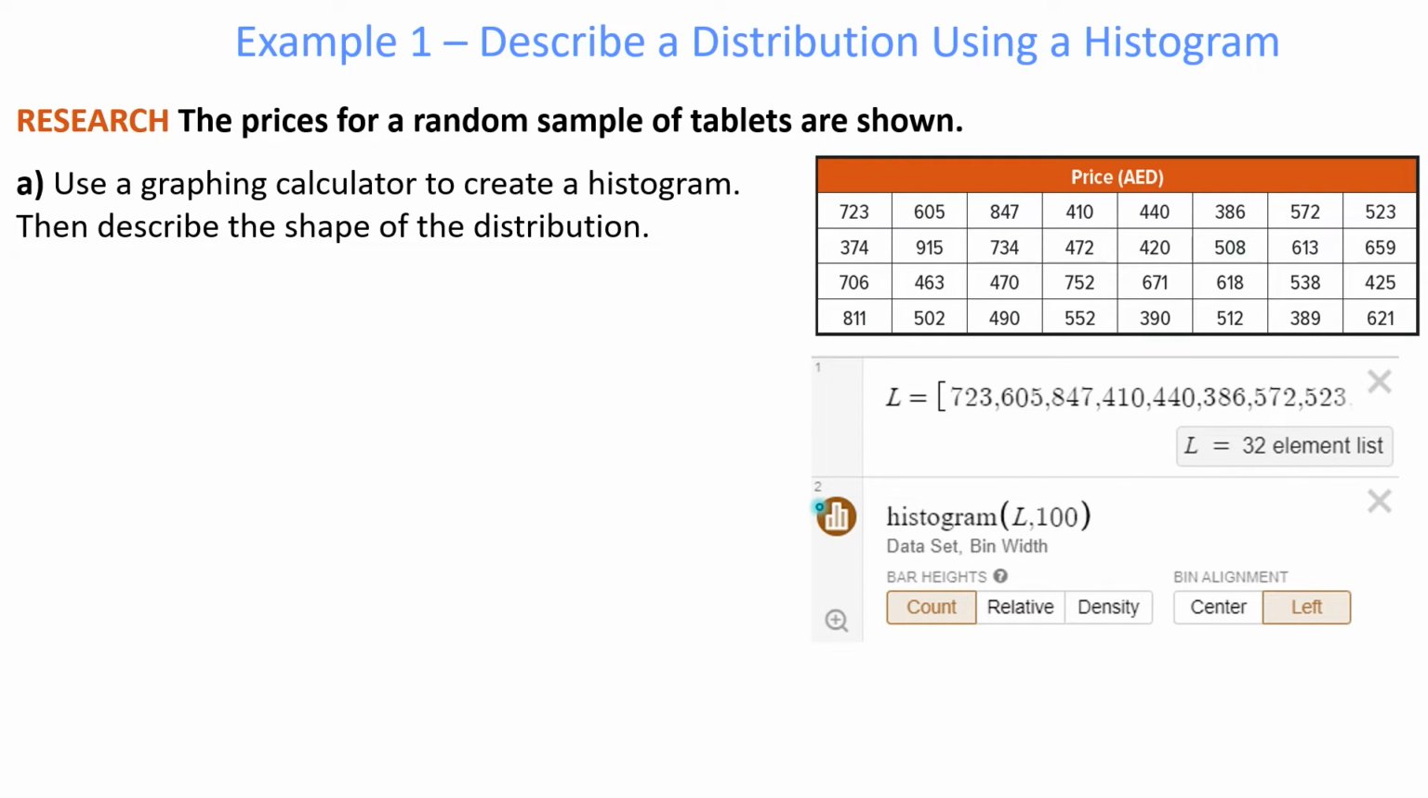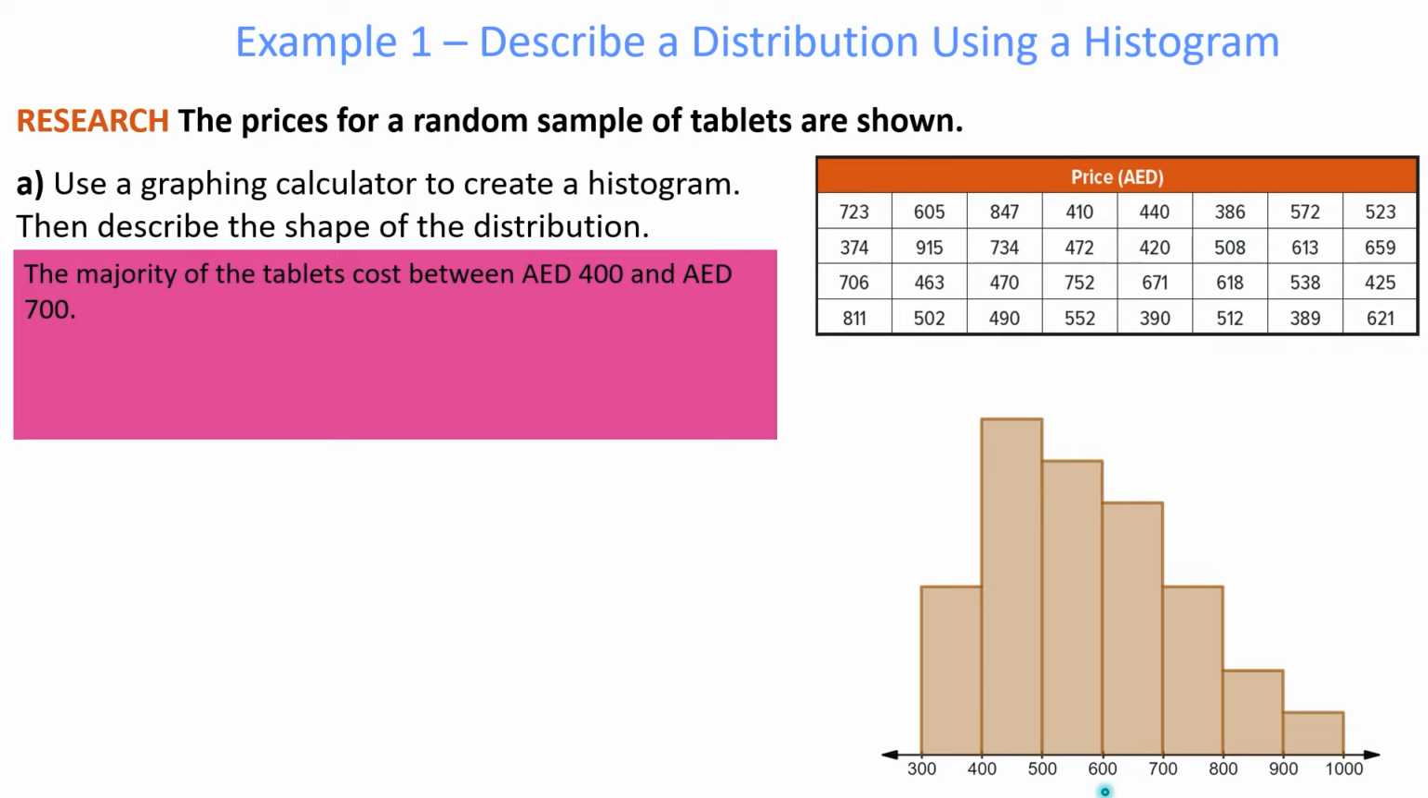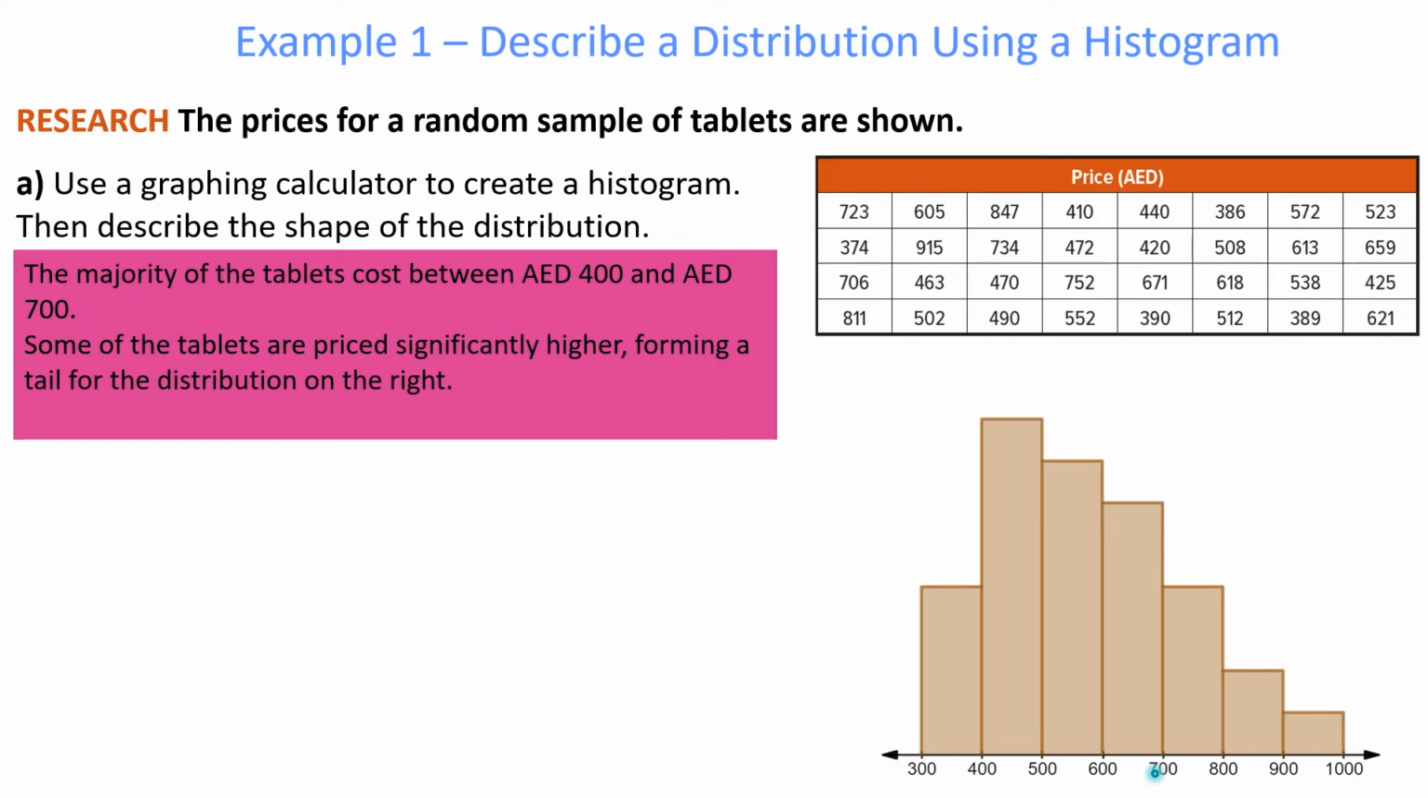And then for the second line, you type in histogram, open brackets, L, which refers to this data set, comma 100, and 100 will be the width of the bars. Now, make sure you select count and left, which will then give you the histogram like so. Now, the majority of the tablets cost between 400 and 700 dirhams. Some of the tablets, however, are priced significantly higher, forming a tail for the distribution on the right. So this is a positively skewed distribution.